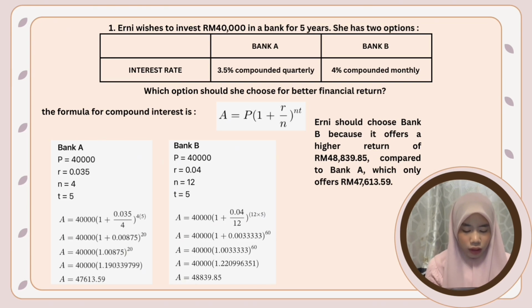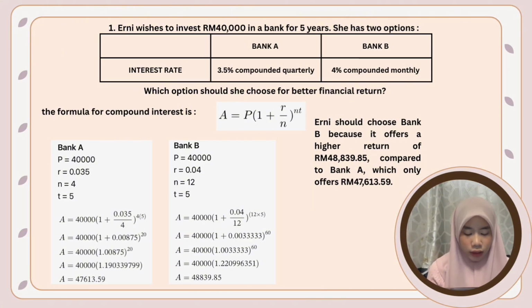After calculating, the final amount for Bank A becomes 47,630 ringgit and 59 cents. For Bank B, P is 40,000, r is 0.04, n is 12 times a year, t is 5 years. We substitute the values into the formula again. A = 40,000(1 + 0.04/12)^(12×5).